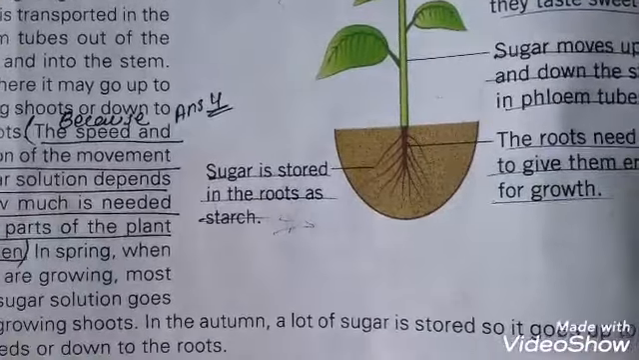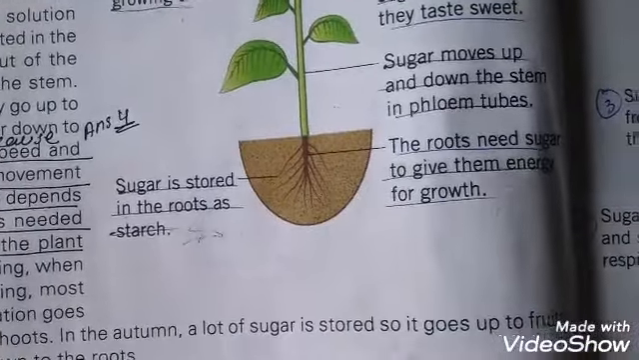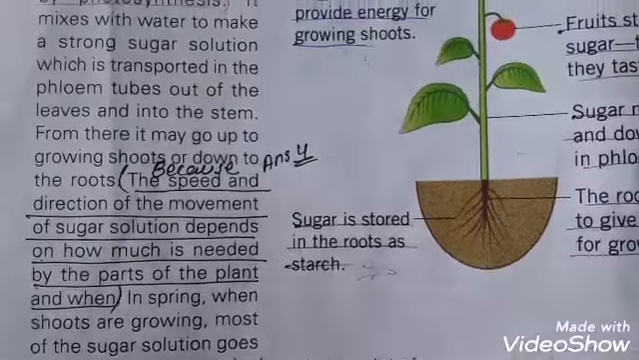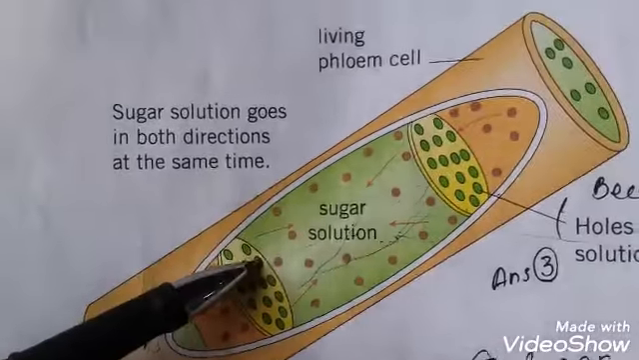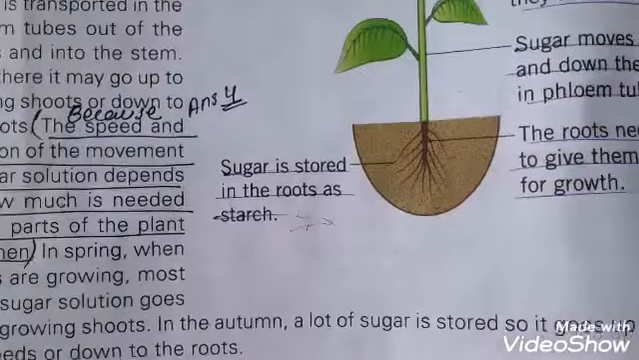But in autumn, when lots of sugar is stored, it goes up to the fruits and seeds, down, and also to the roots.